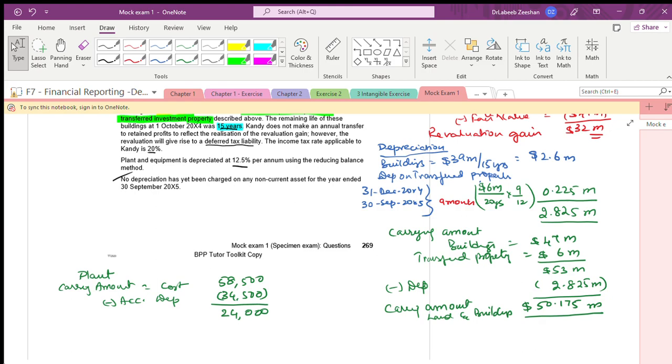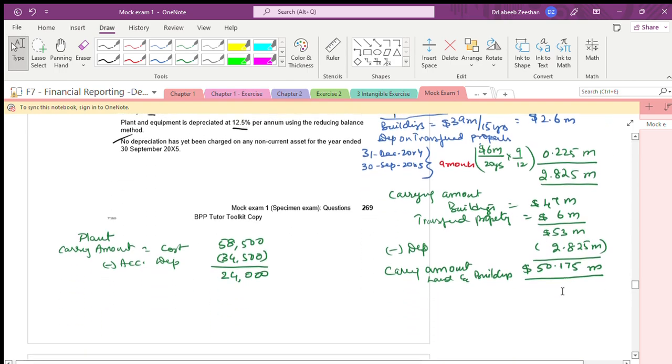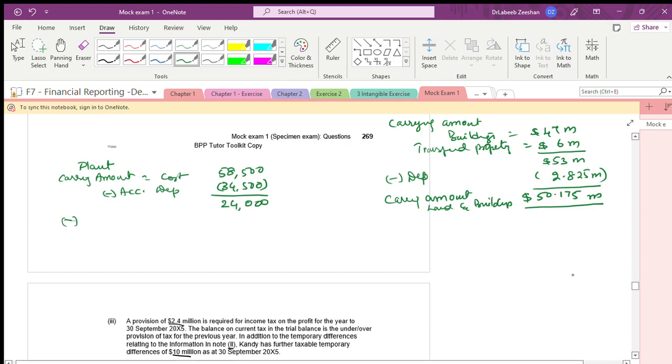Now, what is that depreciation? The reducing balance method. They are talking about depreciation on the reducing balance method. So 24,000 into 0.125, depreciation at the rate of 12.5% on the written down value. It comes to 3,000.